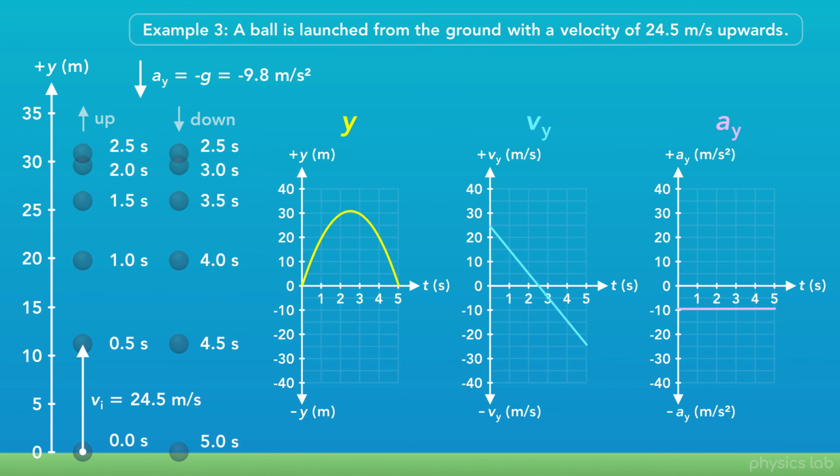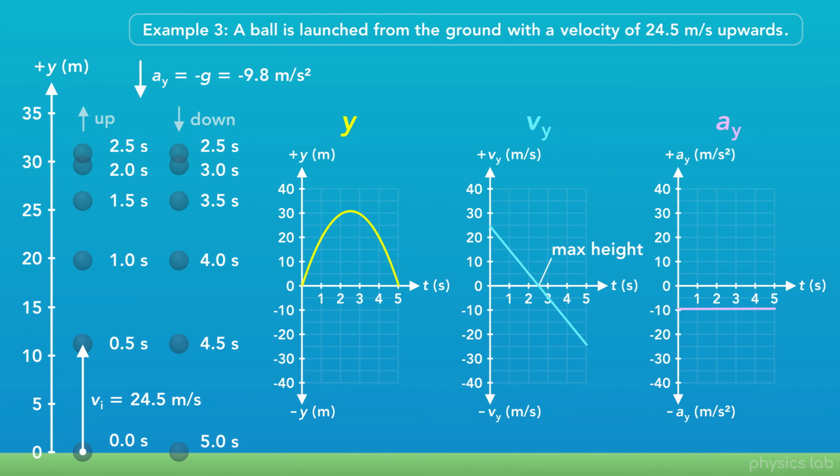Here's all three graphs for this motion. The position starts at 0 meters, increases to its maximum height, then comes back down to 0 meters. The slope of the position graph is the velocity, so it starts with a positive slope, then the slope is 0 at the maximum height when the velocity is 0, then the slope is negative on the way down.